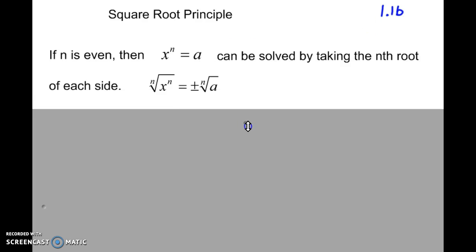Okay, so let's talk about the square root principle. This is an extension of the first lesson from this chapter. This is basically lesson 1.1b, I guess you would say, the second half of that lesson. So there's something called the square root principle.